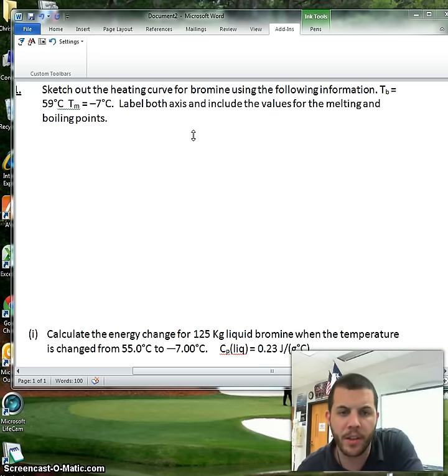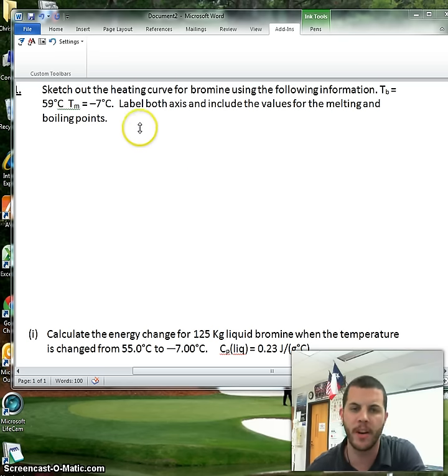Okay, as promised in the last video, we're going to go ahead and take a look at the rest of the examples in this section of the notes. This next problem wants us to sketch a heating curve for bromine using the following information.